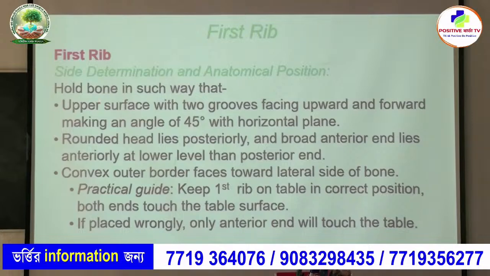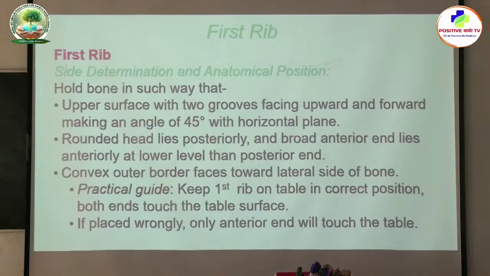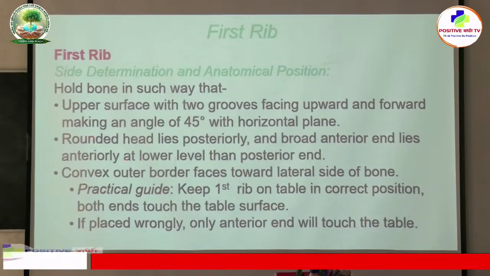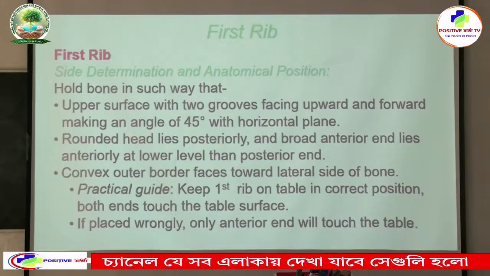So how will you hold it in anatomical position? Hold the bone in such a way that the upper surface with two grooves faces upward and forward, making an angle of 45 degrees with the horizontal plane. The rounded head lies posteriorly and the broad anterior end lies anteriorly at a lower level than the posterior end. The convex outer border faces towards the lateral side of the bone.